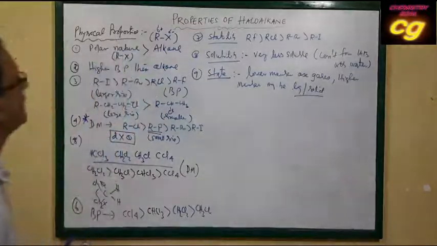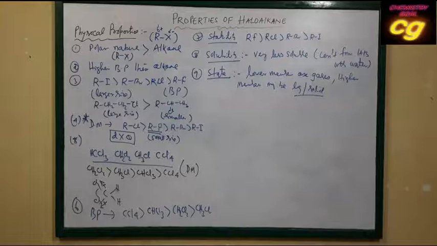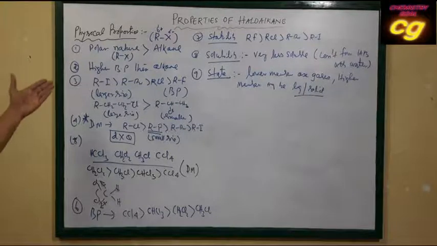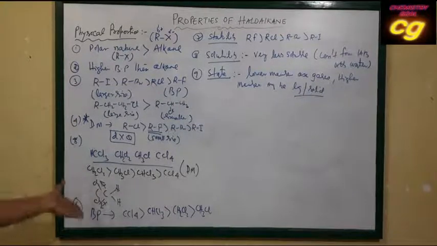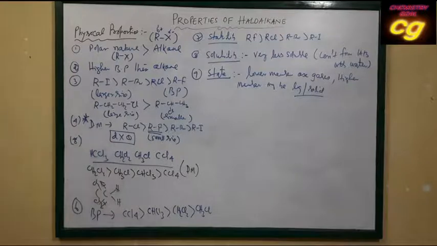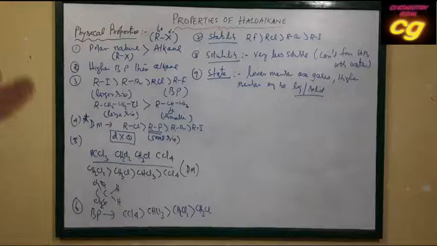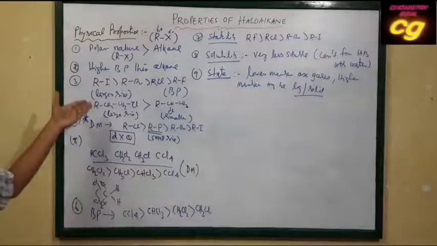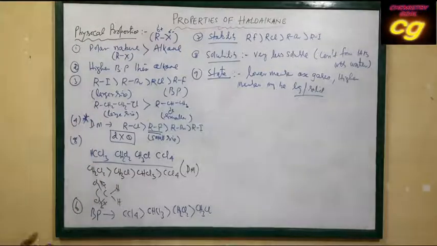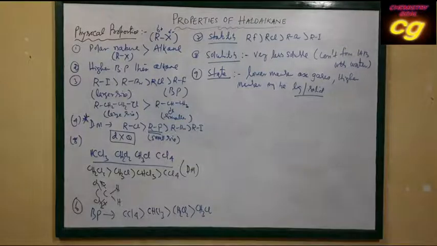So this is regarding your physical state, solubility, stability, polar nature, boiling point. And boiling point and melting point are also the same. Greater boiling point, greater melting point. BP and MP remain the same. So this is regarding the physical properties of haloalkane.